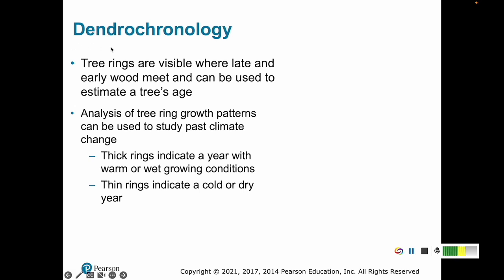Dendrochronology, or tree age. Tree rings are visible where late and early wood meet and can be used to estimate a tree's age. And so analyzing a tree's ring growth patterns can be used to study past climate change, as thick rings will indicate a year that was warm or wet, had really nice growing conditions, and thin rings would indicate a cold or dry year.